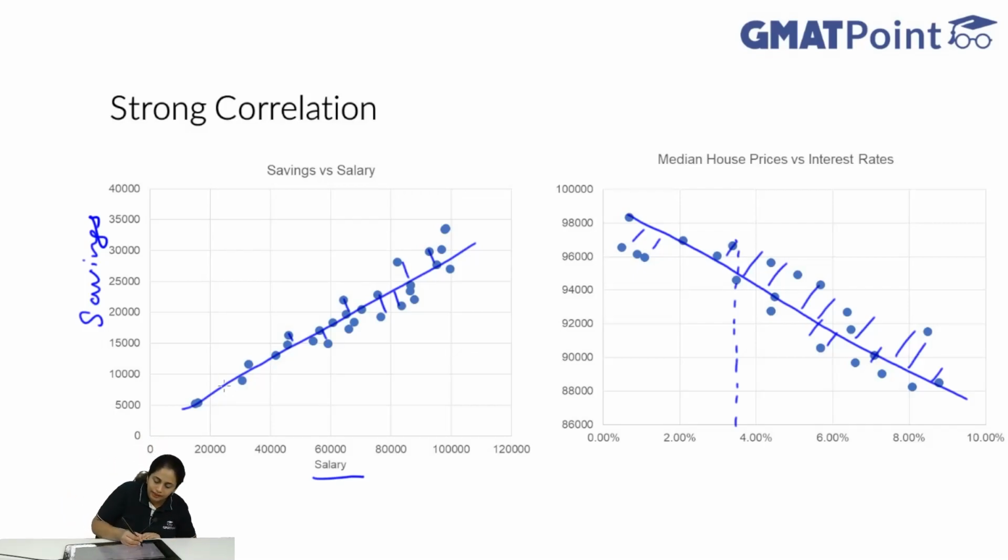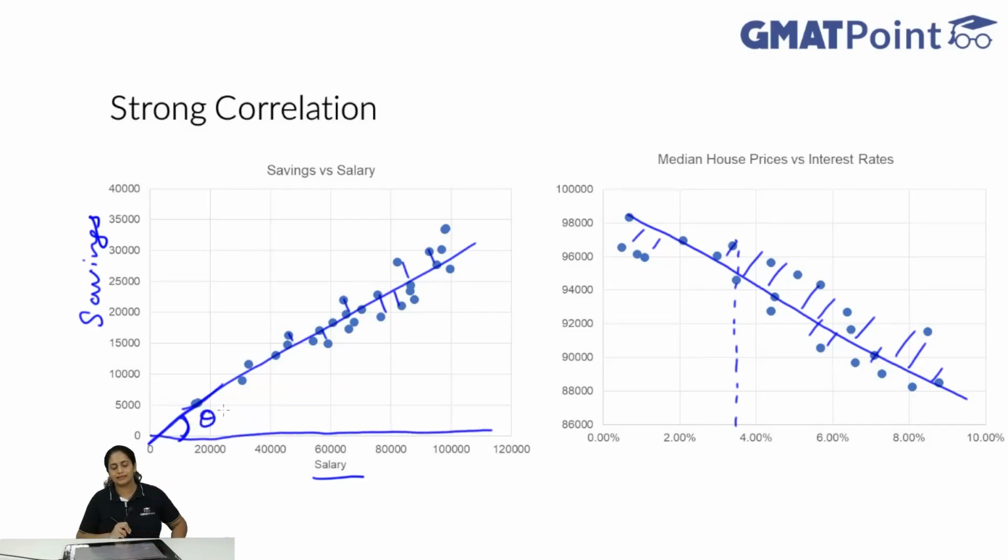But in general, what we can also say is that if you take a look at this angle with the x-axis, for example, if I extend this line downwards and consider this angle with the positive x-axis, this is the positive x-axis. This is the angle, say theta, with the positive x-axis. So tan theta, what is it? It is essentially the slope of the line. If tan theta, or the slope of the line, is positive, it is a positive correlation.